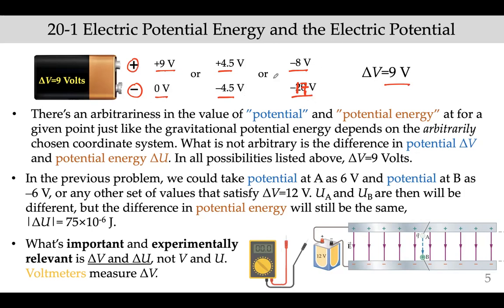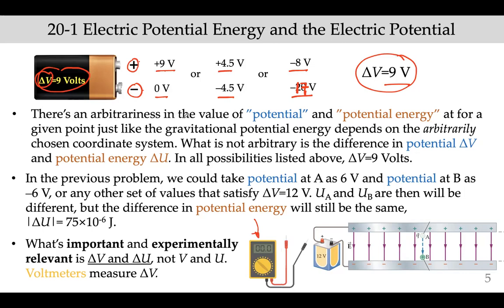So the point here is that the potential at any point has some arbitrariness in it, but what matters is the difference. This 9 volt is the property of the battery, so it doesn't change. But to be able to solve problems, you have to choose one of these, and it doesn't matter which one you choose. The experimentally observable values, like when you measure something with the voltmeter, will always be not the potentials, but the potential differences.